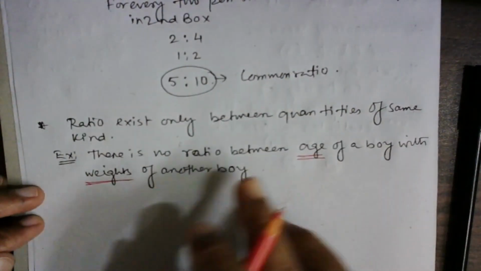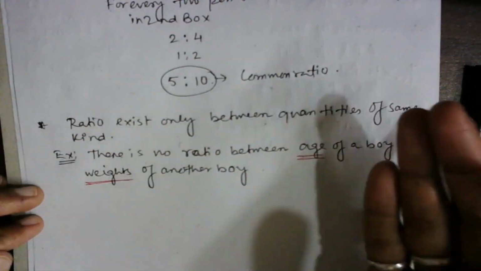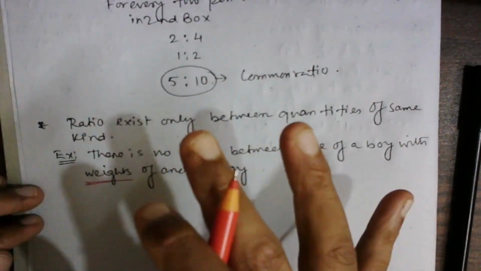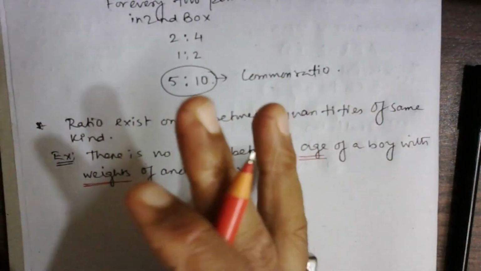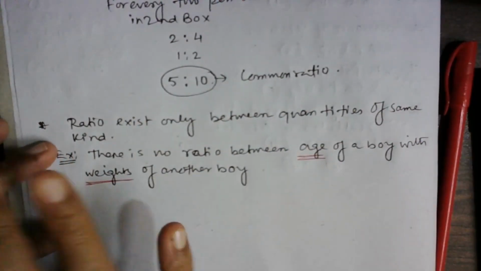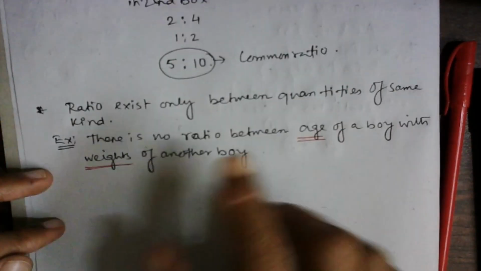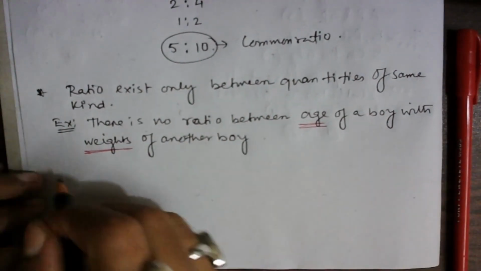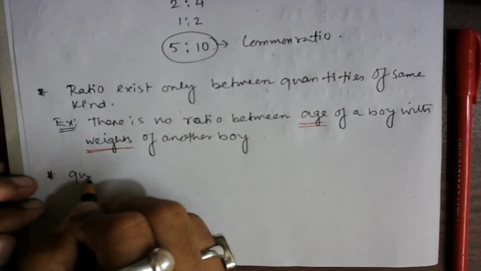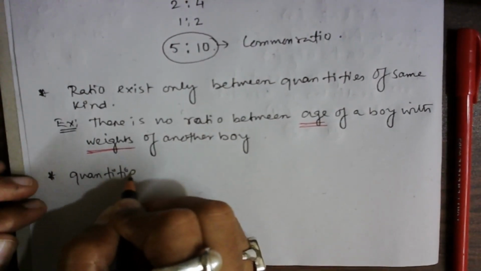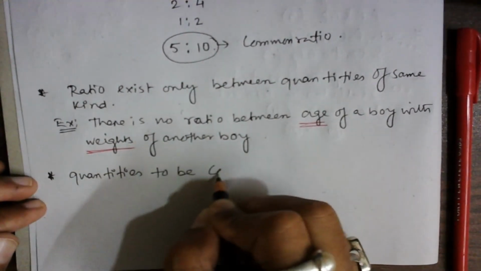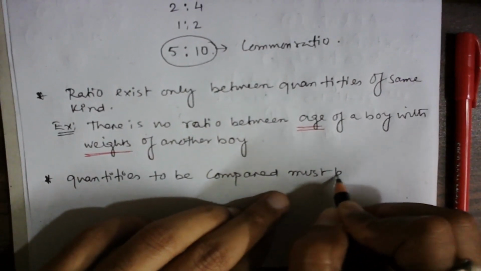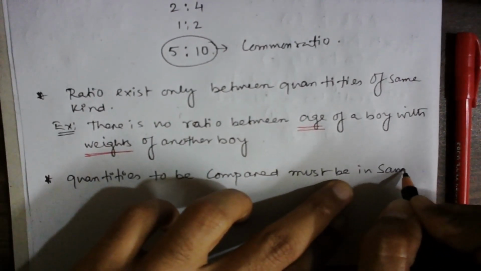Both are different parameters. Age is measured in terms of the number of years you have spent. Weight is measured in kg or pounds, and height in centimeters, etc. ठीक है? It is not related to anything else with respect to age. Age matter नहीं करता. So that is one important thing. ठीक है? And another, please write: quantities to be compared must be in the same unit.